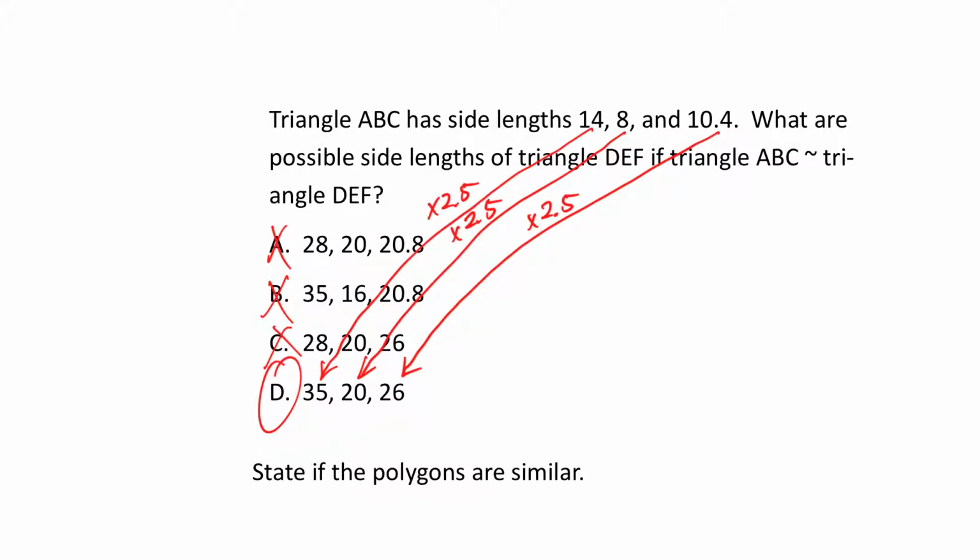To be similar, they have to scale by the same number in every dimension. If there's one dimension where it's off by even just a little bit, then they're not similar anymore.